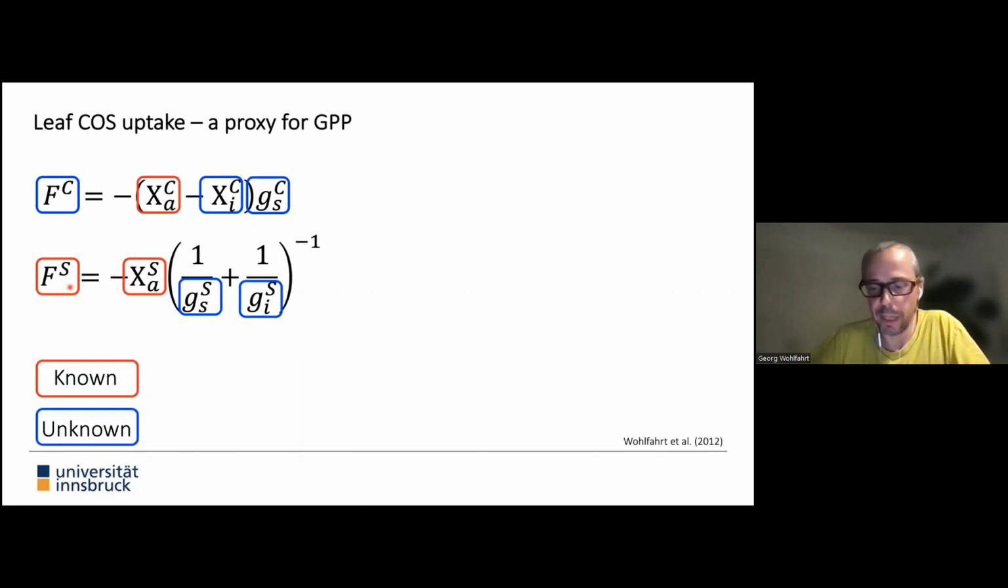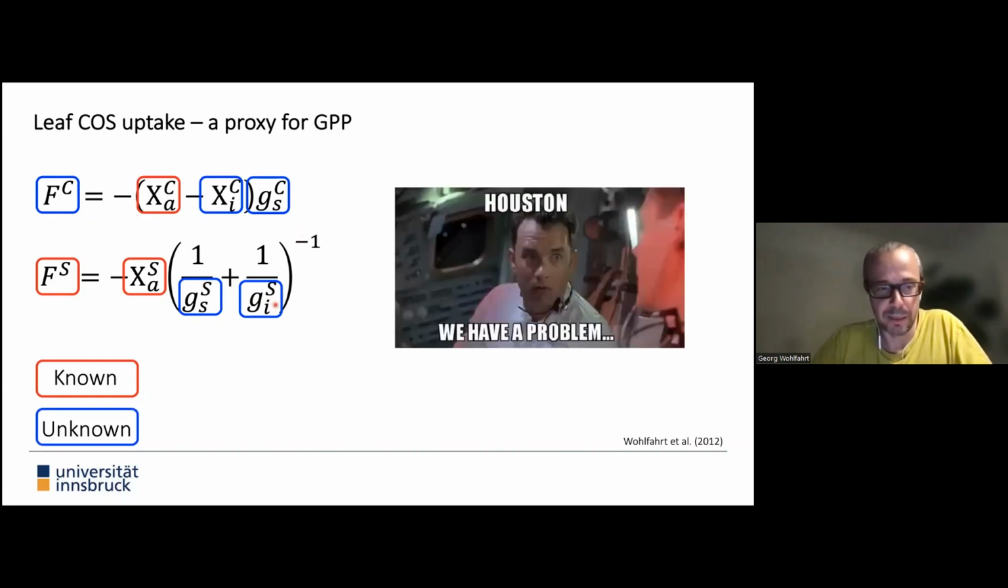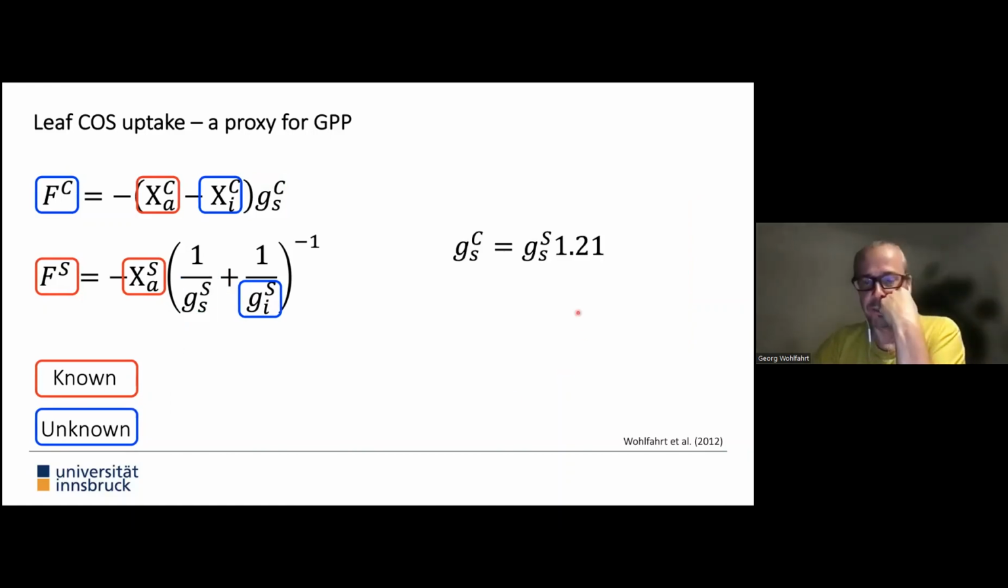So we have way more unknowns than equations, and I guess all of you know that that's never a good thing. So fortunately, we still can get rid of a few of those, and the way we do that is by making use of the fact that when we know, for example, the stomatal conductance for COS, we can derive the stomatal conductance for CO2, knowing the ratio of the diffusivities. In this case, we need to multiply the stomatal conductance for COS by a factor of 1.21, and then we get the stomatal conductance for CO2. So that removes those two unknowns here, but we're still left with two more.